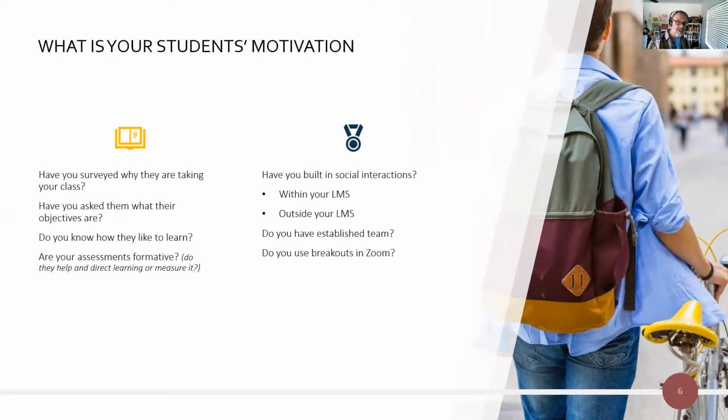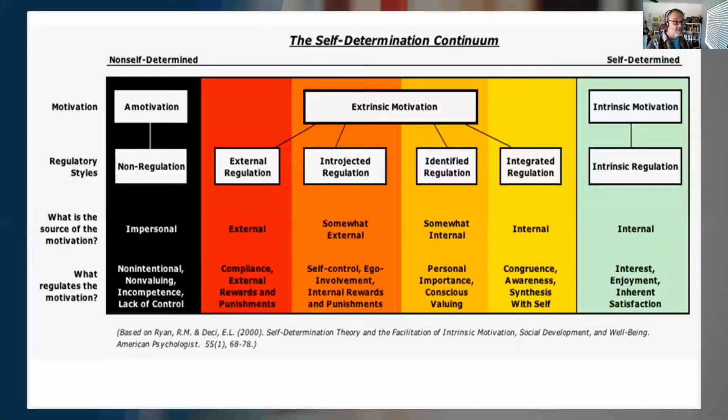Have you built in social interactions? Are the students able to communicate with each other within your learning management system, Blackboard, Canvas, Moodle, Zoom? What about outside your learning management system? Whether or not you're involved in that, have you a chat group for your students? Do they have them? Do you even know? Do you have established teams? Do you use breakout rooms in Zoom?